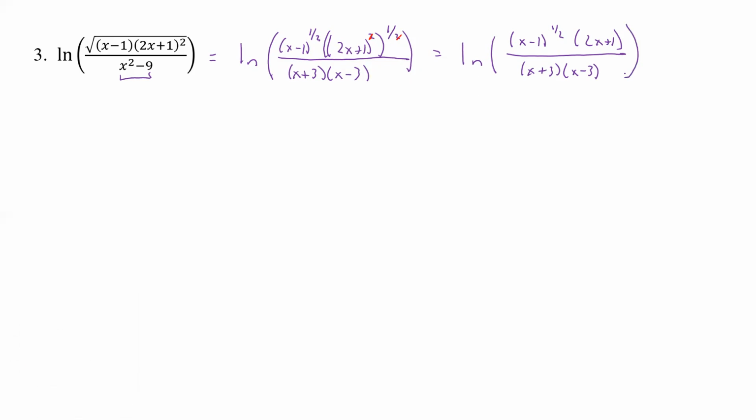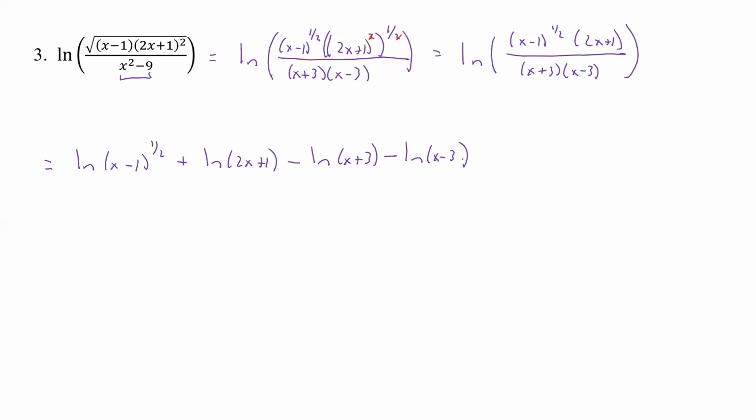Now what do we do? Well, now we can use the product rule and the quotient rule all together. And then after that, we can use the power rule. So going down here, that's going to be the ln of x minus 1 to the 1/2. And now since this is a product, I can say plus the ln of 2x plus 1. Now I'm dividing, so now I have to say minus the ln of x plus 3, and then minus the ln of x minus 3.